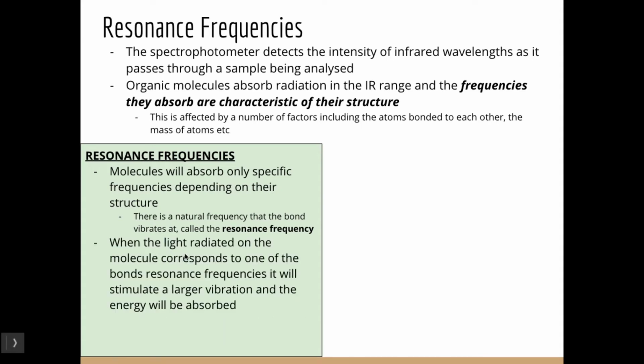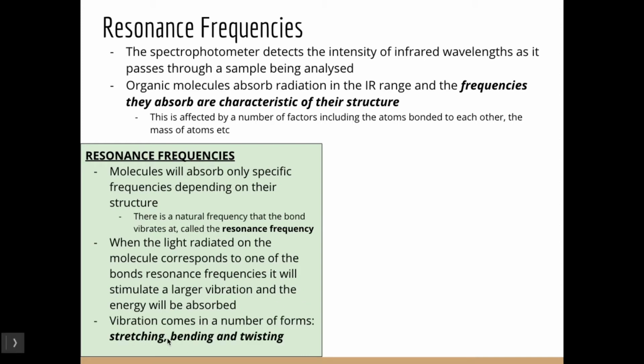So what we do with the IR is we blast it with the whole IR spectrum, and the parts of the spectrum that correspond to this resonance frequency, this natural frequency that the bond is already vibrating at, will stimulate a larger vibration and the energy will be absorbed. So depending on what the resonance frequency of the bond is, it's going to depend on what part of the IR region it's going to absorb, and consequently how much of that light is getting through to the detector in our IR spectrophotometer.